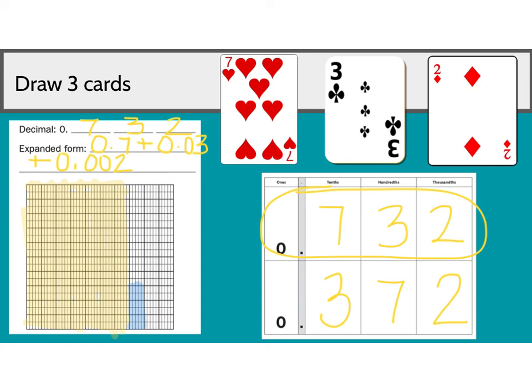And then we have a 2, which means that we're going to shade 1 tiny rectangle and 1 tiny rectangle. And there you have it. Our representation of 0 and 732 thousandths. We've written it in expanded form, and we have shaded in our grid to represent those values.